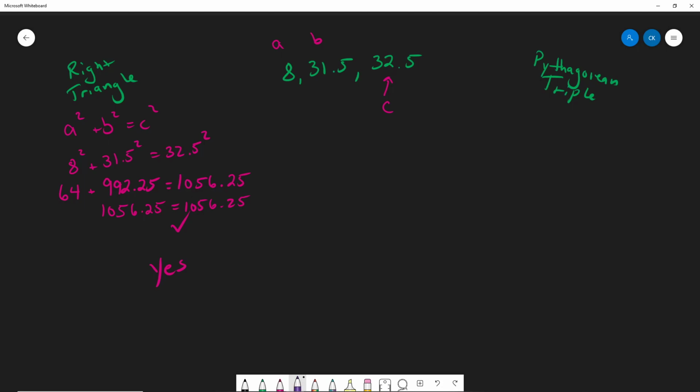But if I go over here and ask myself, well, is it a Pythagorean triple? Well, yes, it follows a right triangle, so the first part of it is correct, but then I look at my numbers, 8, 31.5, and 32.5. Those are not all counting numbers. 8 is, but 31.5 is not, and neither is 32.5. So because not all three of my sides are counting numbers, this is not a Pythagorean triple. All right, so you can have something that's a right triangle, but that's not a Pythagorean triple.